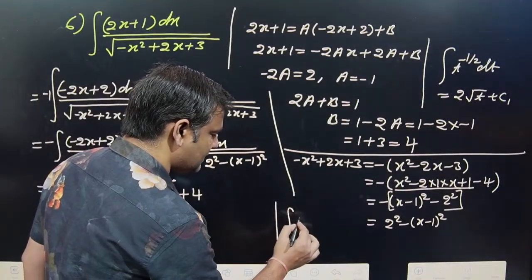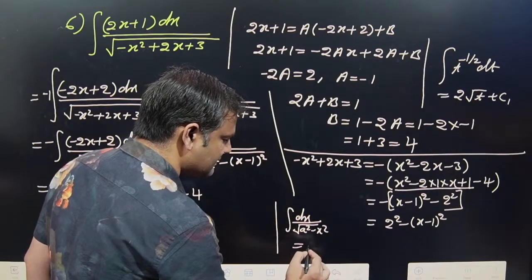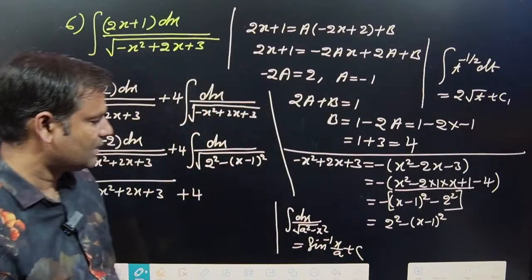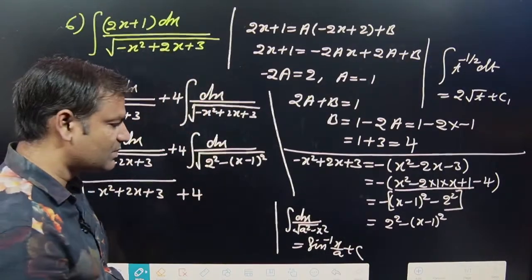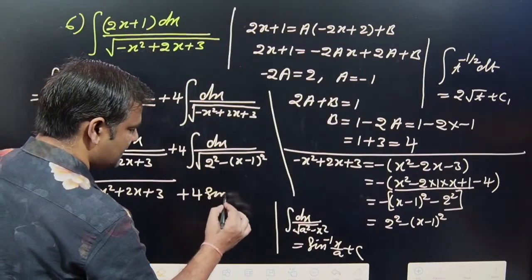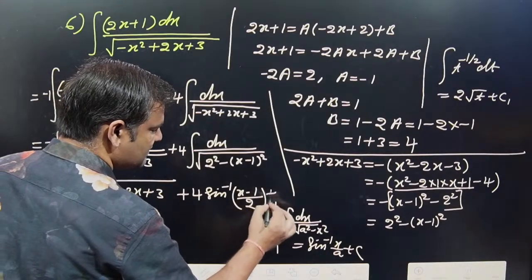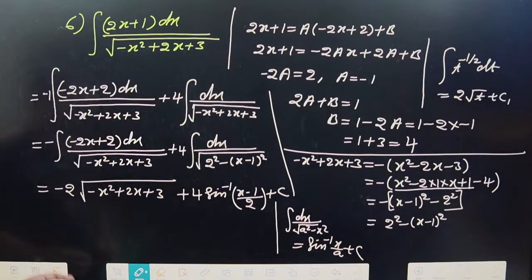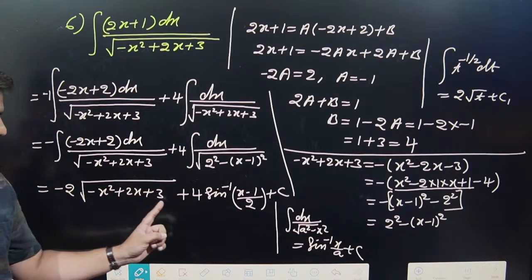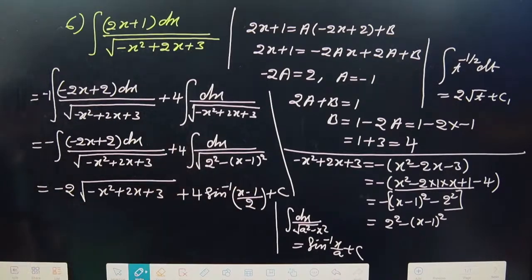I know that a formula dx divided by a square minus x square is how much? That is sine inverse x upon a. So basically x is how much? X minus 1. And what about a? A is basically 2. So you can say that this one is sine inverse x minus 1 upon 2 plus c. So final answer is how much? Minus 2 into under root of minus x square plus 2x plus 3 plus 4 into sine inverse x minus 1 upon 2 plus c is the right answer.